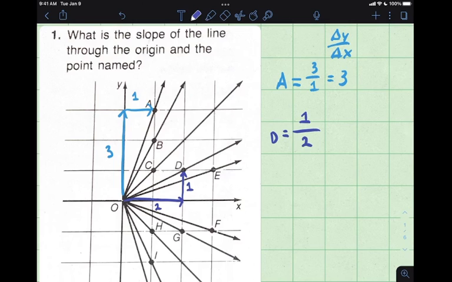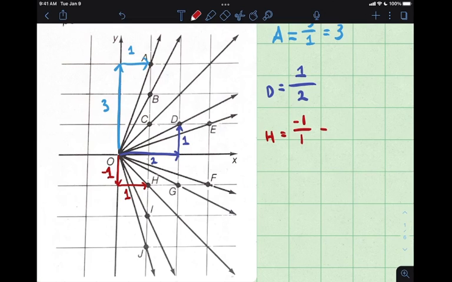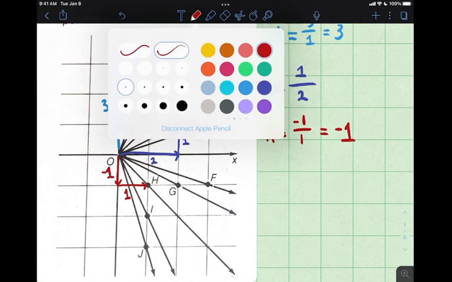Investigate more points. Let's try letter H. That seems interesting. 1 point down there. So from the origin, we went down 1, right 1. So this time around, since we went down, we would count that change as -1. We went right 1, so we count that as normal, plain old 1. And for letter H, we have rise -1 divided by 1, overall giving us a slope of -1 for the letter H.